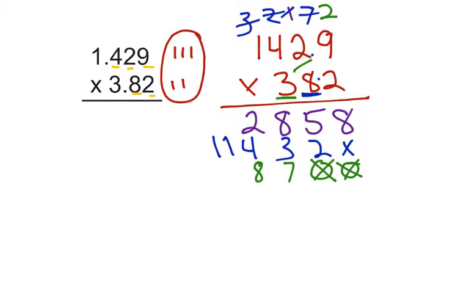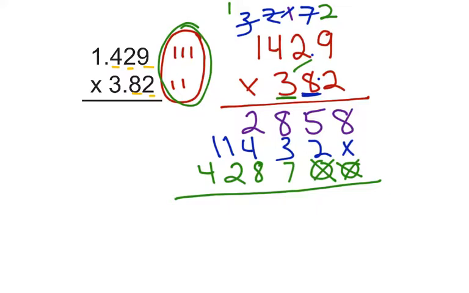3 times 4 is 12. And 3 times 1 plus 1 is 4. So now I have all of my numbers taken care of. And remember, I've just been ignoring the decimals. I have my little tally as a reminder for the very end. So now I'm just going to add all my numbers together.